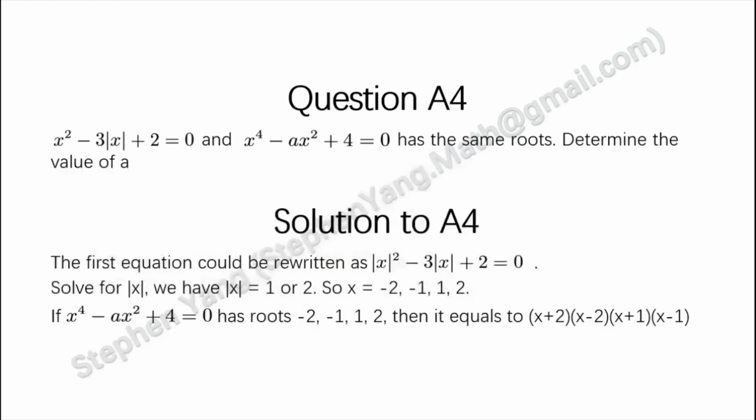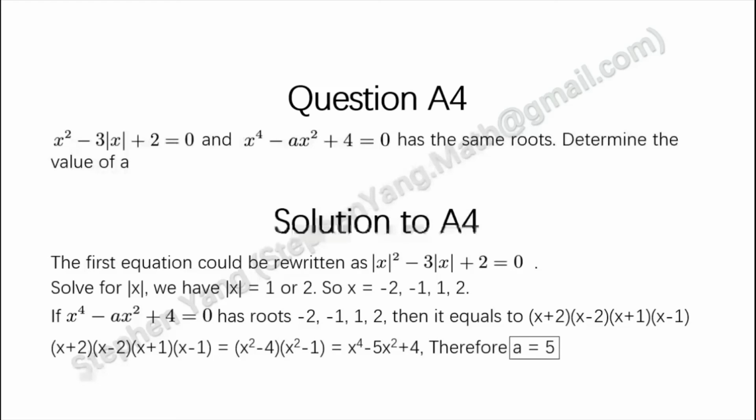And then x to the 4th power minus ax squared plus 4 will be equal to x plus 2 times x minus 2 times x plus 1 times x minus 1. And x plus 2 times x minus 2 times x plus 1 times x minus 1 equals x squared minus 4 times x squared minus 1. And then we'll have it equals x to the 4th power minus 5 times x squared plus 4. And so we can know that a is equal to 5.